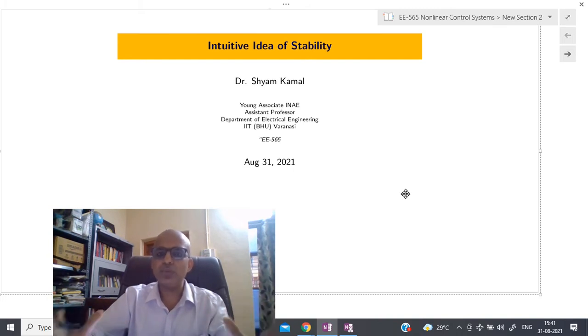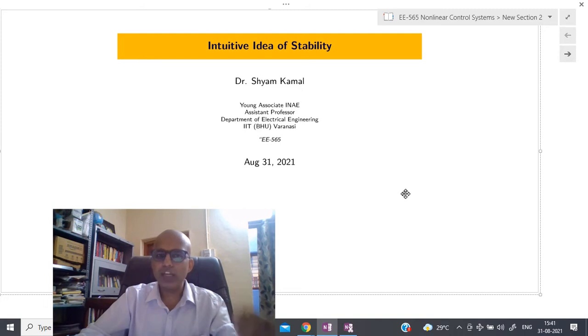If you understand the intuition, then you are equally able to translate that intuition into some mathematical framework. Due to that reason, first I decided that I will start from the intuition only, and the first part of this intuitive idea is based on some kind of graphical method. So I am going to plot some graph and try to understand what the idea of stability is.